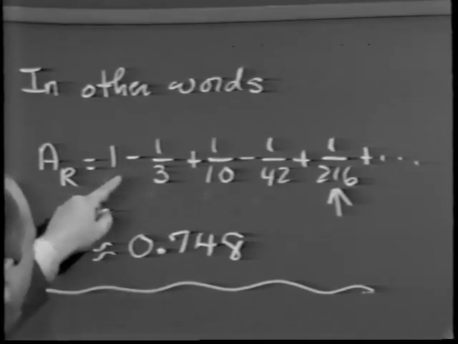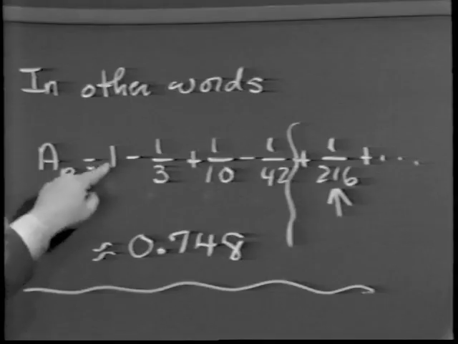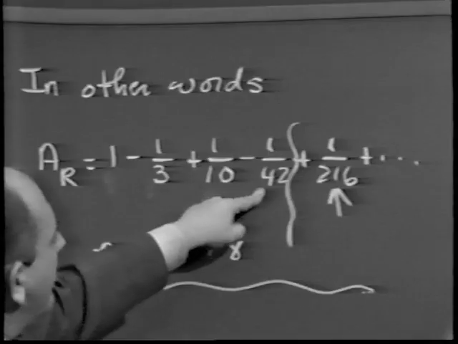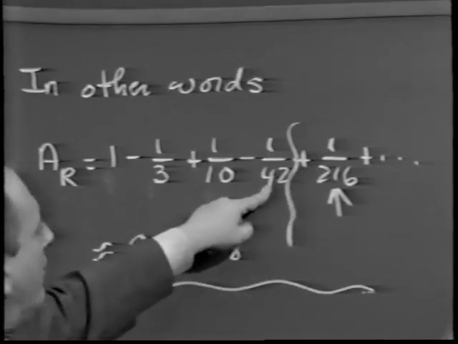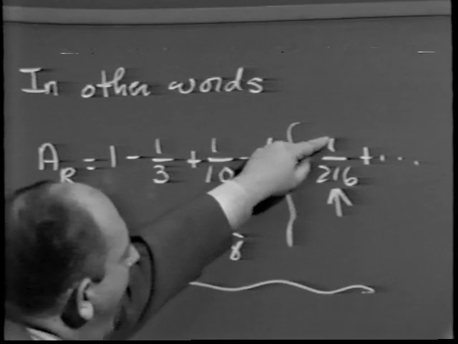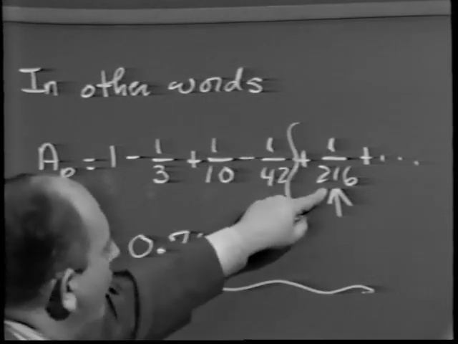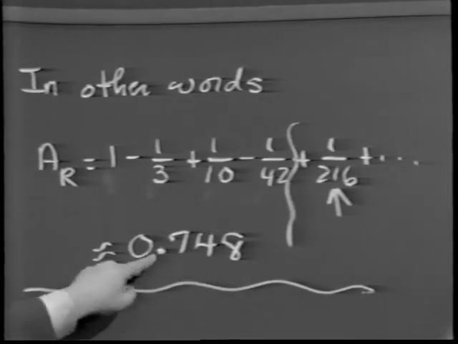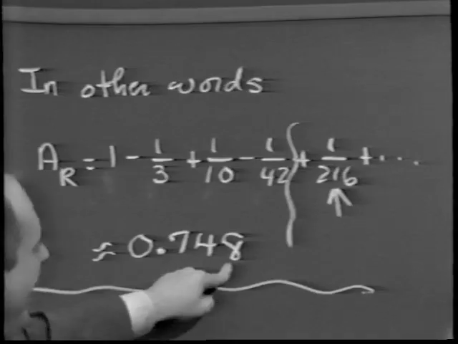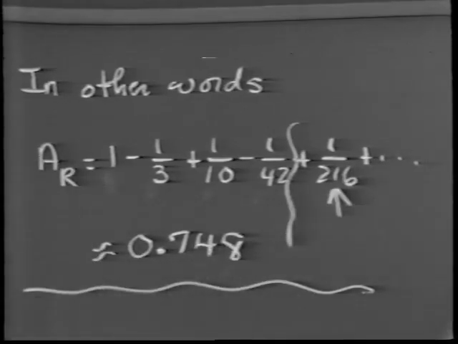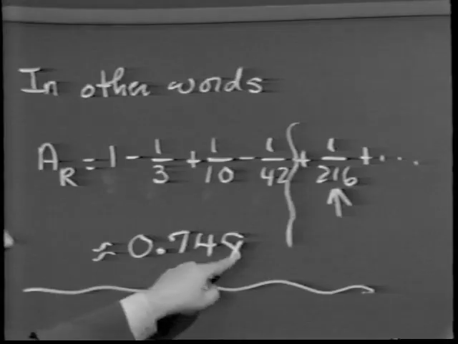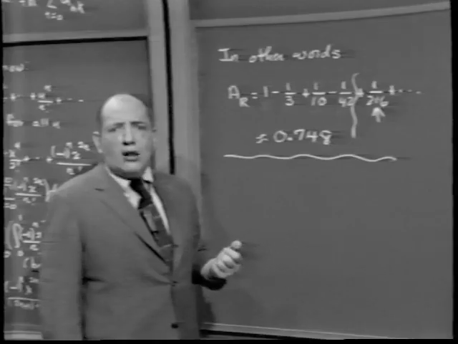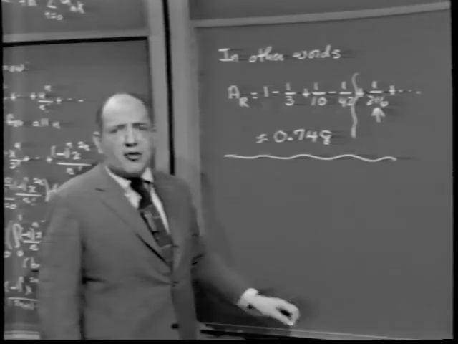So you see what I can do over here is just take 1, subtract a third, add a tenth, subtract a 42nd, and know that whatever answer I get when I do this has to be exact to within no more of an error than 1 over 216. And in fact, if I now add on the 1 over 216, I think I get 0.748. And the next term is going to be something like 1 over 1300, which means that this must be correct to within 3 decimal places. You see, and this is the way the so-called error function, the table of the error function, is actually computed.